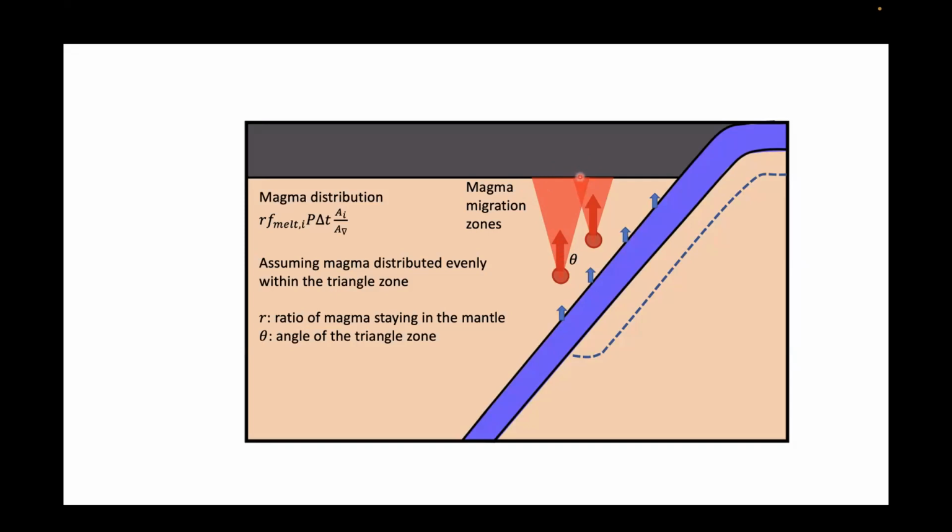And this triangle has some angle. This angle is also another parameter. It depends on how fast the magma travels. If the magma travels very fast, this angle should be narrow. If magma travels slower, then this angle should be wide. And we don't know it yet. And so here we assume this is a constant angle. Then this triangle zone is for each single partial melting event.